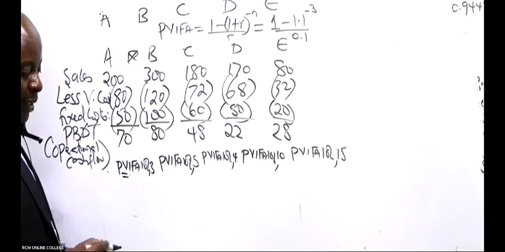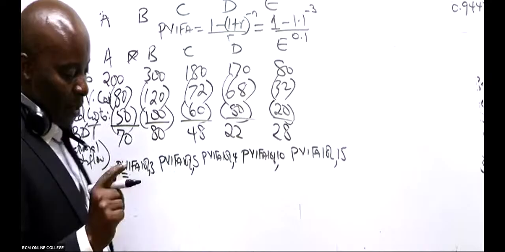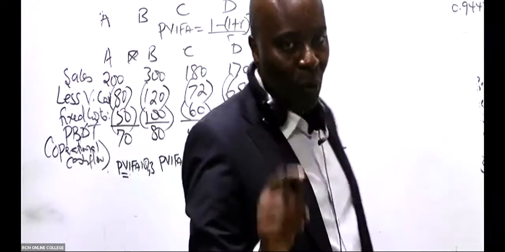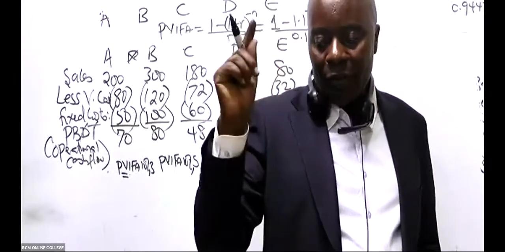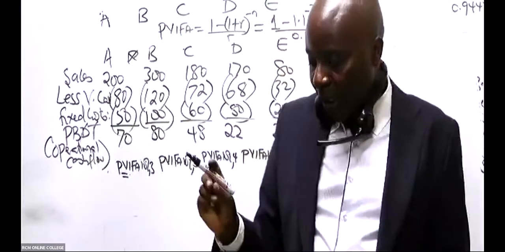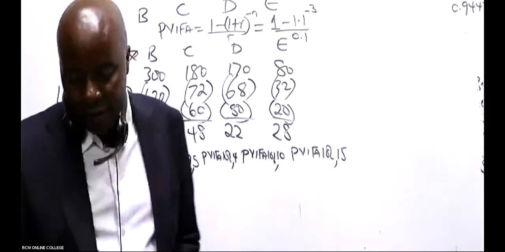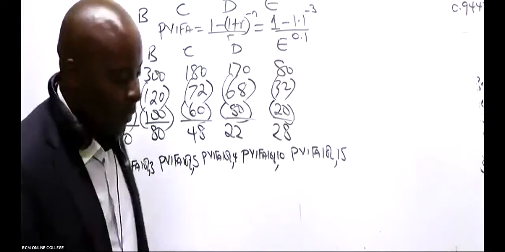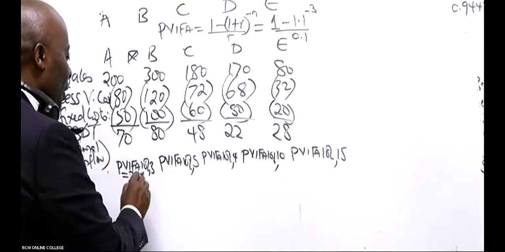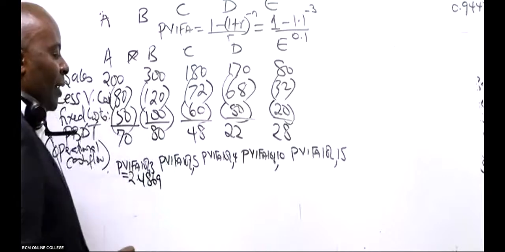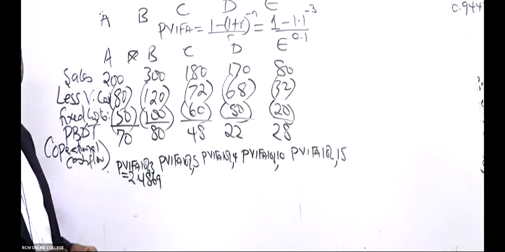Why are they not giving me an answer? If I were them, I would take my calculator, say 1 minus 1.1 raised to negative 3. So according to Lincoln, he's getting 2.48. Yeah, 2.4869. Please, everybody be very aggressive. I want us to pass this paper one term.